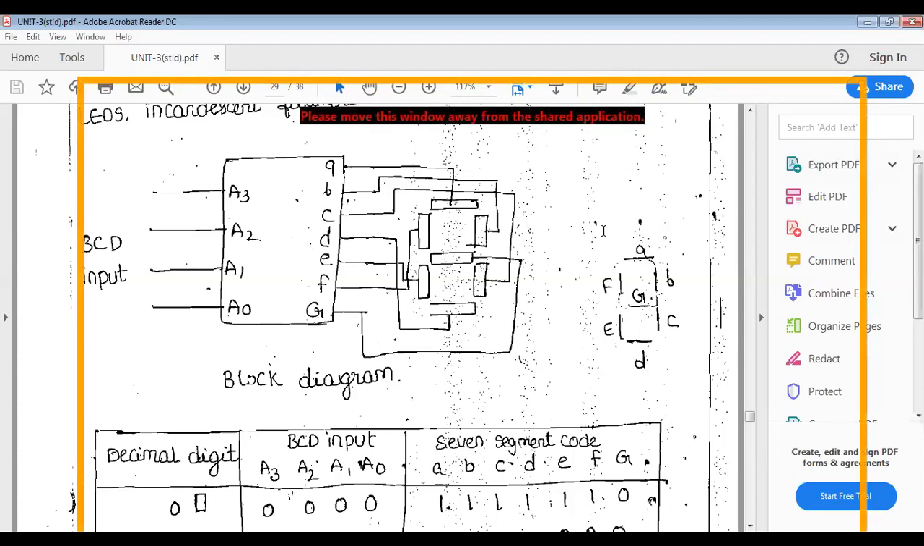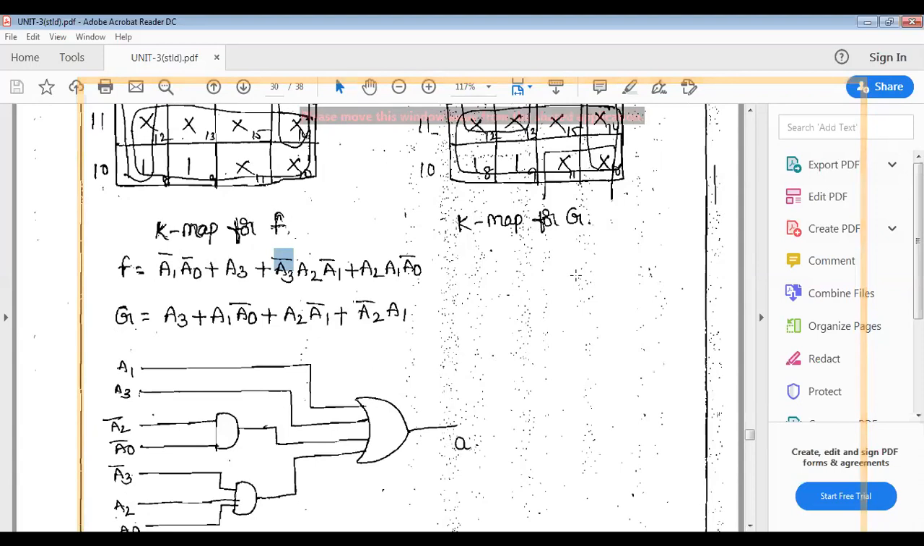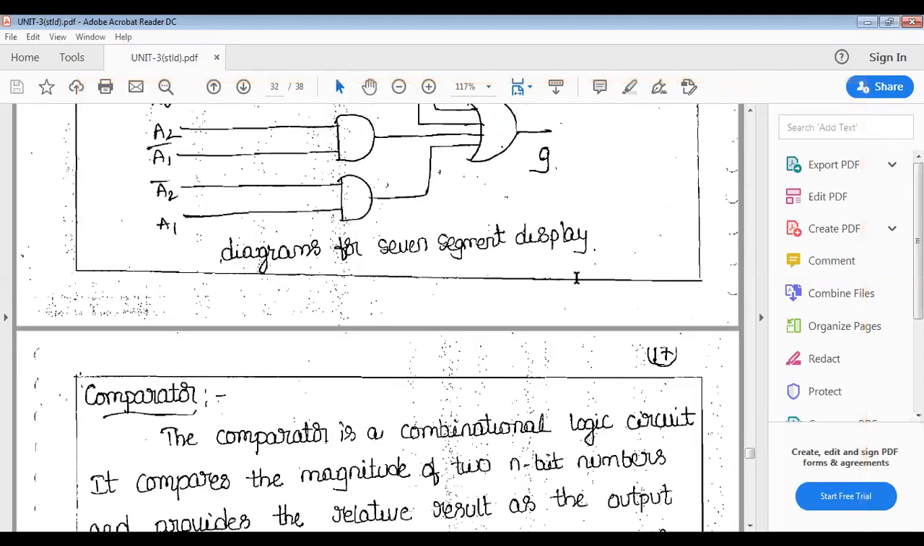Here we are using only 1 7-segment decoder. It can get only from 0 to 9 values only, the BCD. From 10, it requires another BCD 7-segment decoder. Following, my dear students, then you go for the next topic, that is comparator.